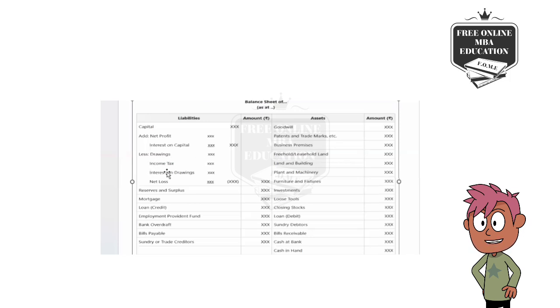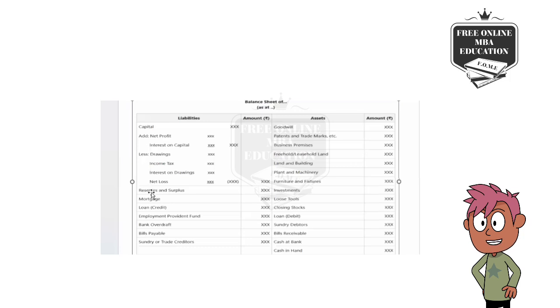Income tax, we are going to minus it. Interest on drawings, we are going to minus it. Net loss, in case there is net loss, we are going to mention this again as a minus amount. So net profit gets added, drawings are getting minus, and even net loss is getting deducted. So all these amounts would appear at the outer column here, amount.